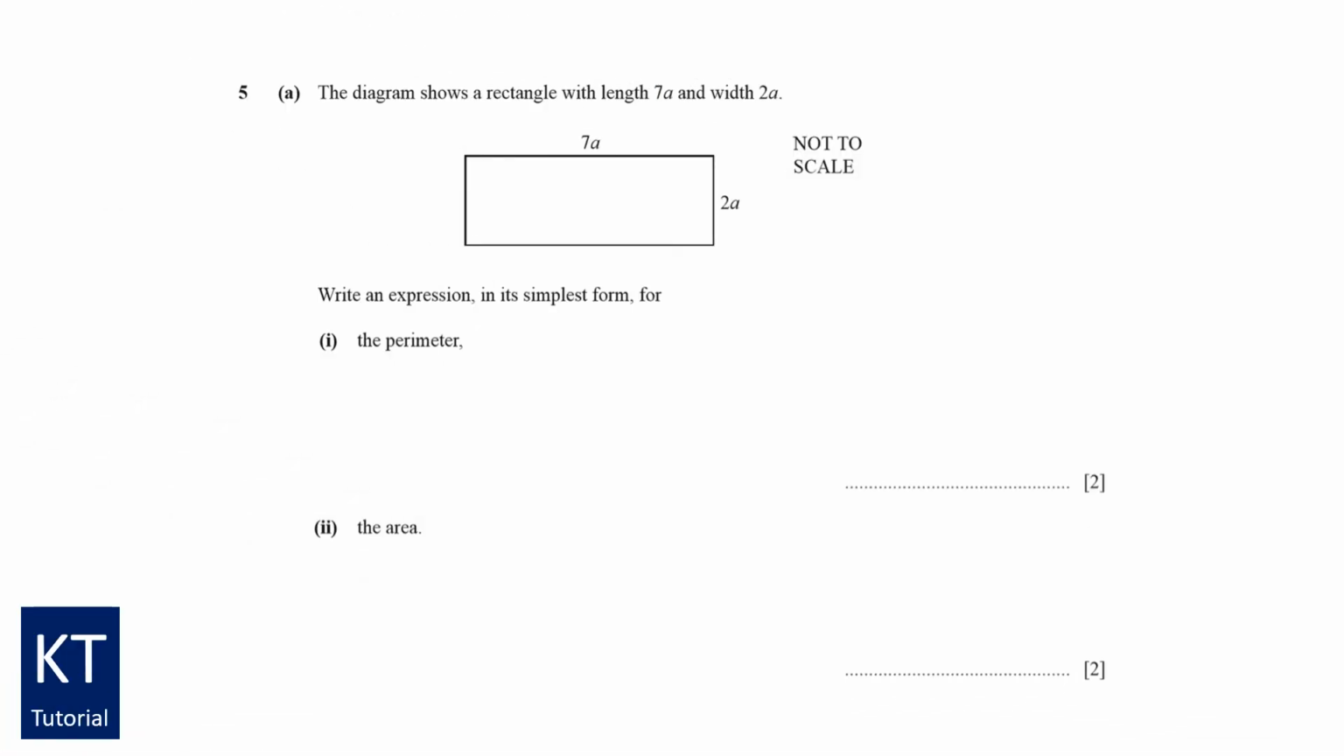Question 5a. The diagram shows a rectangle with length 7a and width 2a. Write an expression in its simplest form for the perimeter. This is 18a. Next, identify the expression for the area. The area comes to 14a squared.